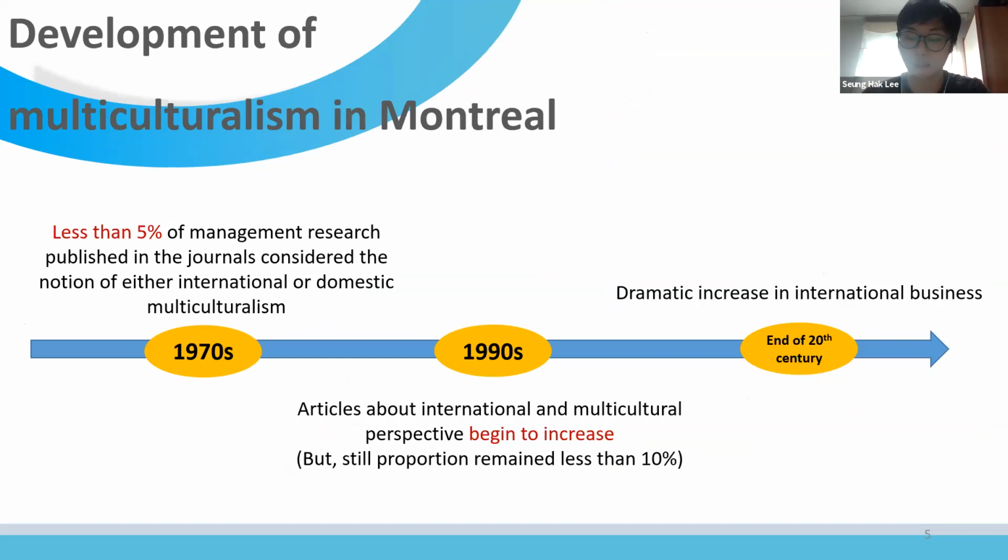This slide shows how multiculturalism has developed in Montreal. In the 1970s, less than 5% of management research published in the journals considered the notion of either international or domestic multiculturalism. In the 1990s, articles about international and multicultural perspectives began to increase, but the proportion still remained less than 10%. And after 1990, at the end of the 20th century, multiculturalism finally increased dramatically in Montreal. After increasing multiculturalism, the concept of cultural diversity became important.